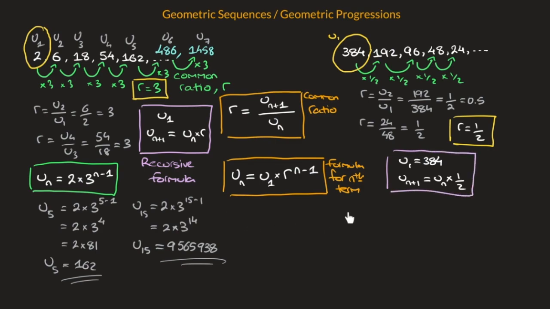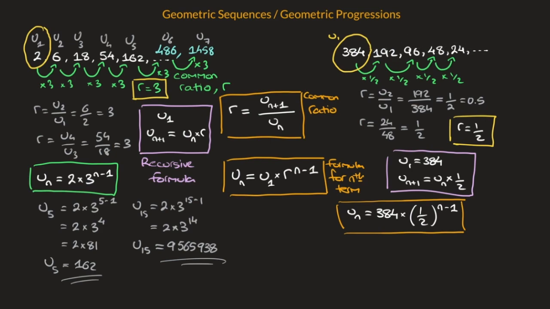Now let's find the formula for the nth term. For that, all I have to do is copy this formula and replace u1 by the first term, so that's 384, and r by the common ratio, which is 1/2. And so that would be un equals 384 times 1 over 2 raised to the power of n minus 1. And that's this sequence's formula for the nth term. And remember, this formula allows us to calculate any term we need inside this geometric progression directly.